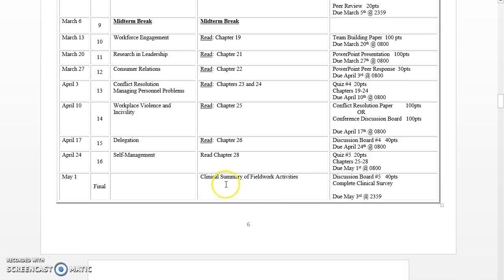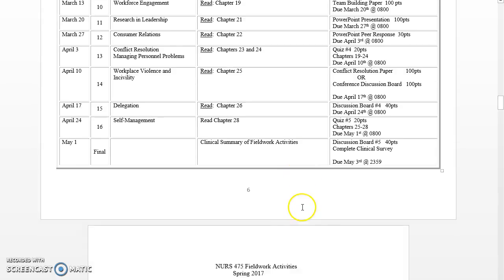Your last assignment here, your clinical summary of fieldwork activities, is discussion board number 5. You can do this discussion board anytime after you have completed your clinical, so you do not have to wait till the last week. But of course, if that's when you finish your clinical, that's when you will complete the assignment. After you have completed your fieldwork activities, you will complete this discussion board, and also there's a clinical survey on the lecture Blackboard site. So those all need to be completed for the lecture portion of this course.